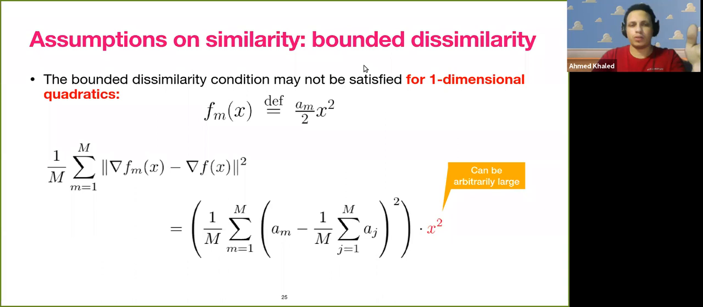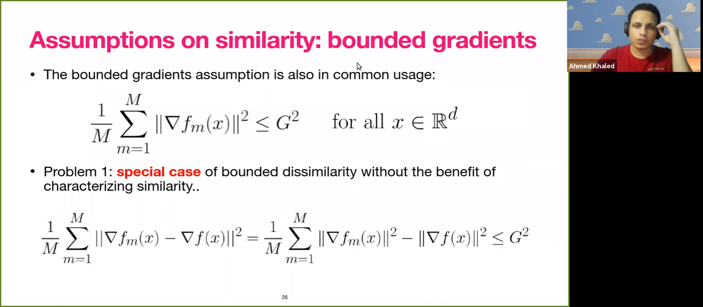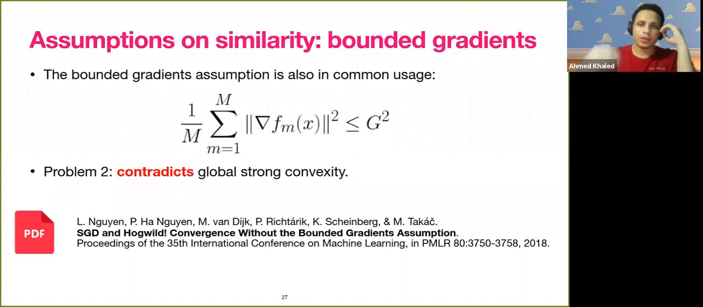So there is a second assumption that is also popular in the literature, which is the bounded gradients assumption. Here we just assume that all the gradients are on average bounded by a certain constant. The first problem with this assumption is that it is a special case of bounded dissimilarity, but without really the benefit that we gain from that. So that's problem one. And problem two is that it is actually in contradiction with global strong convexity. You cannot have a function that is strongly convex and also globally satisfies this bounded gradients condition. There's this paper by Lam Nguyen, Phuong Ha Nguyen, Marten van Dijk, Peter Richtarik, Katya Scheinberg, and Martin Takac, "SGD and Hogwild! Convergence Without the Bounded Gradients Assumption," in which they show this fact.